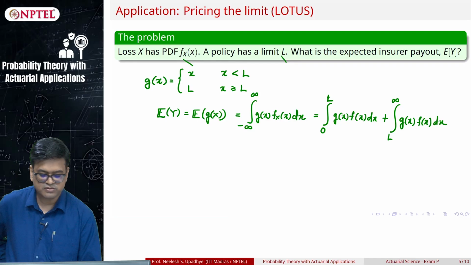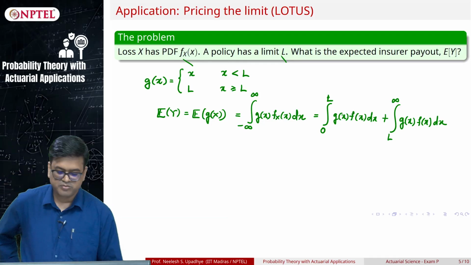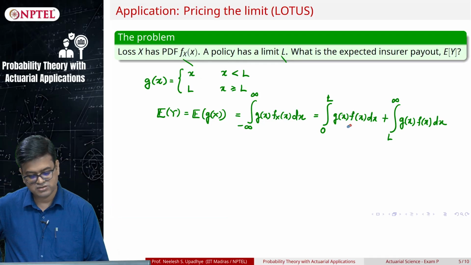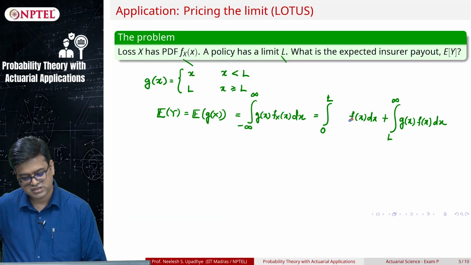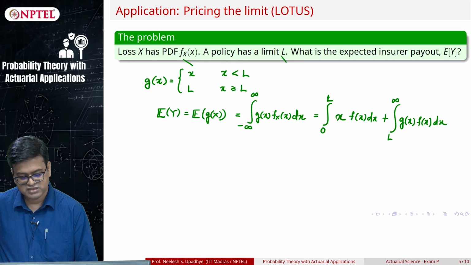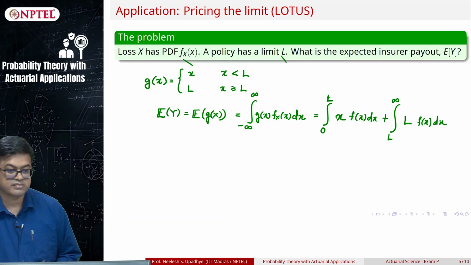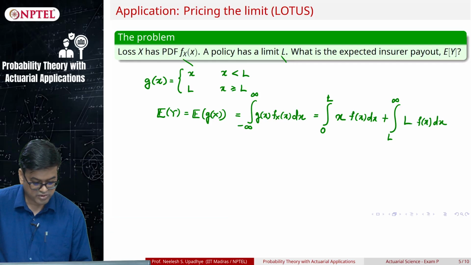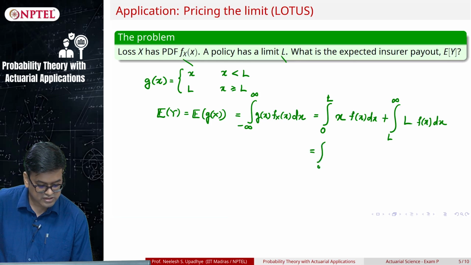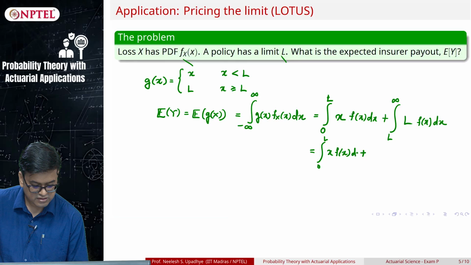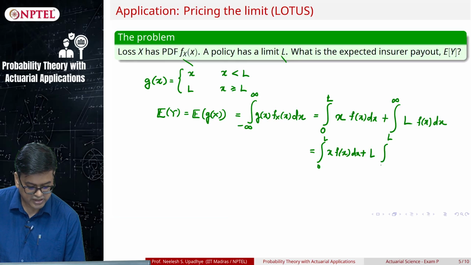What is the advantage of splitting it into two parts? I have a specific, known function. So, this g(x) is actually x and this g(x) is actually a constant L, right. So, I have this kind of formulation. What I need to worry about is then the integral from 0 to L of x f(x) dx plus L times the integral from L to infinity of f(x) dx.